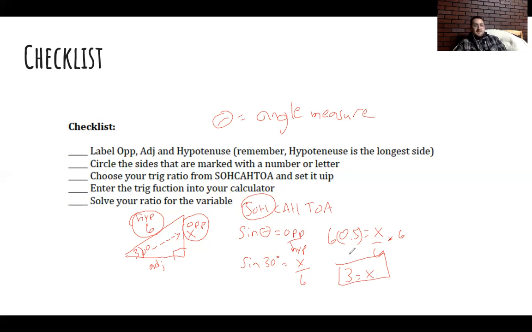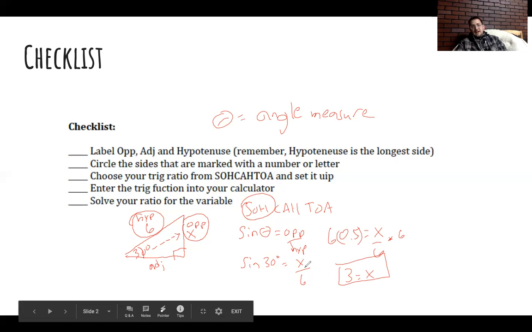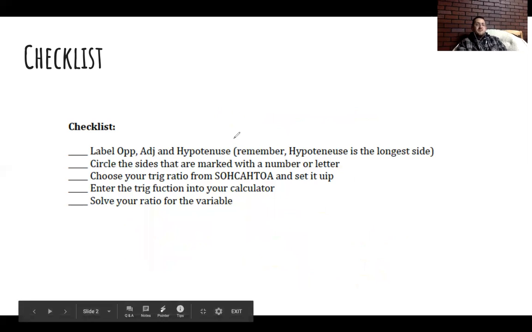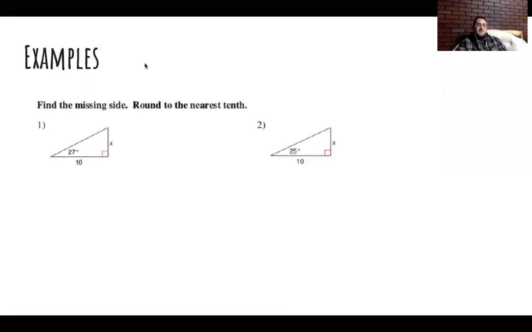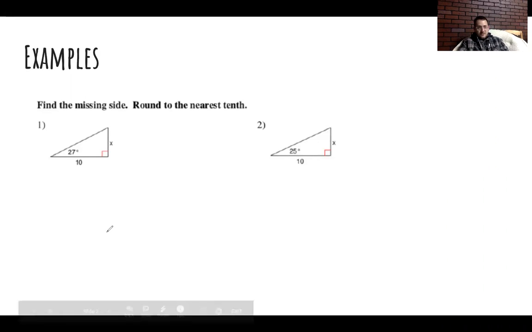So to recap, label opposite, adjacent, and hypotenuse. Circle the sides that are marked with a number or letter. Choose your trig ratio from SOHCAHTOA. Enter the trig function in your calculator, making sure that it is on degree mode, and then you're going to just solve for that ratio or variable. All right, we're going to do one more, and then you could even try it on Edpuzzle before you leave today.